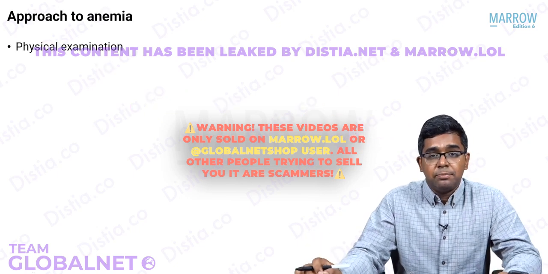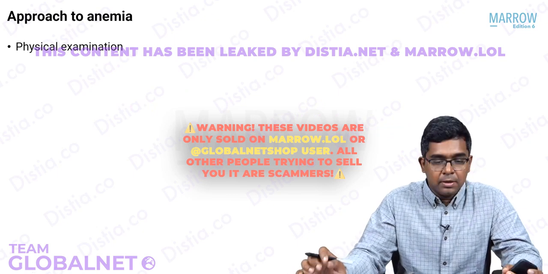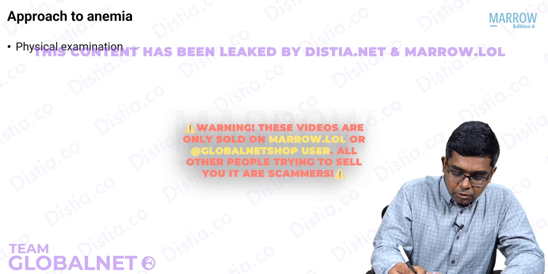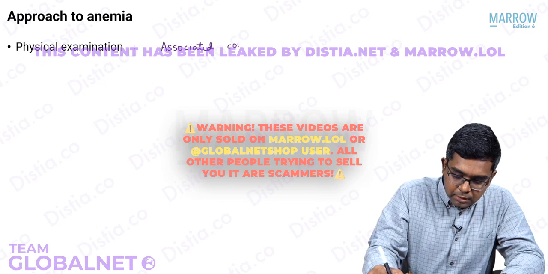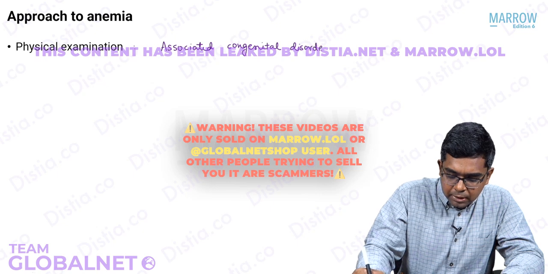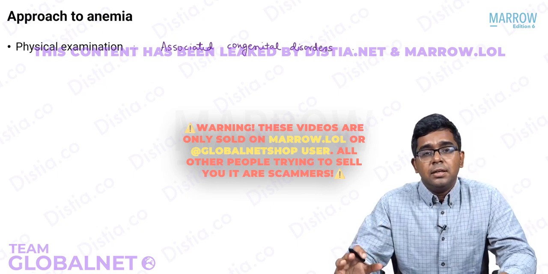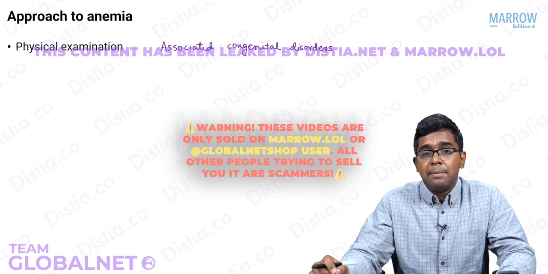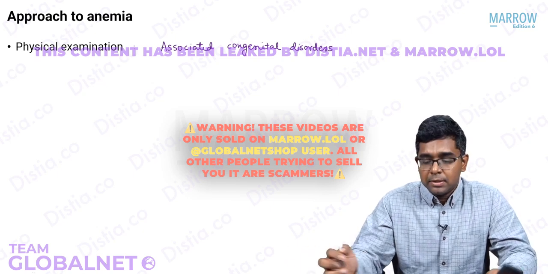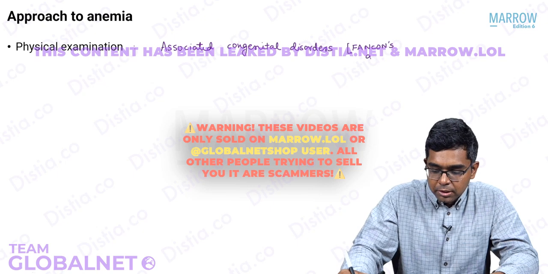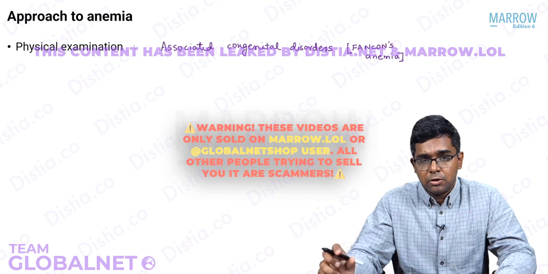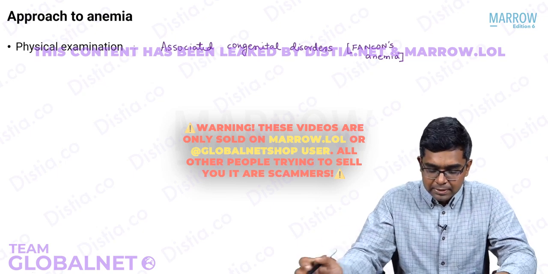Next, very, very important is focused physical examination. In physical examination, you have to look for associated congenital anomalies. This is noted in conditions of congenital anemias, like congenital aplastic anemia, which I am going to tell you further. The name of that is Fanconi's anemia. Fanconi's anemia is associated with other congenital anomalies as well. That is why you should look for associated congenital anomalies. So that is one important part of physical examination.